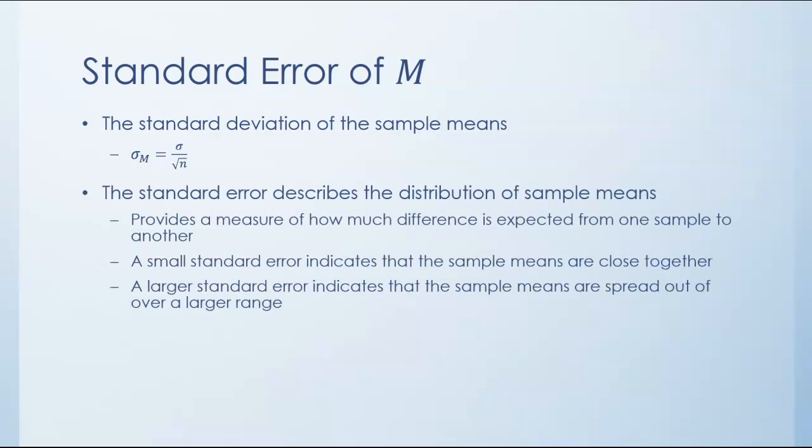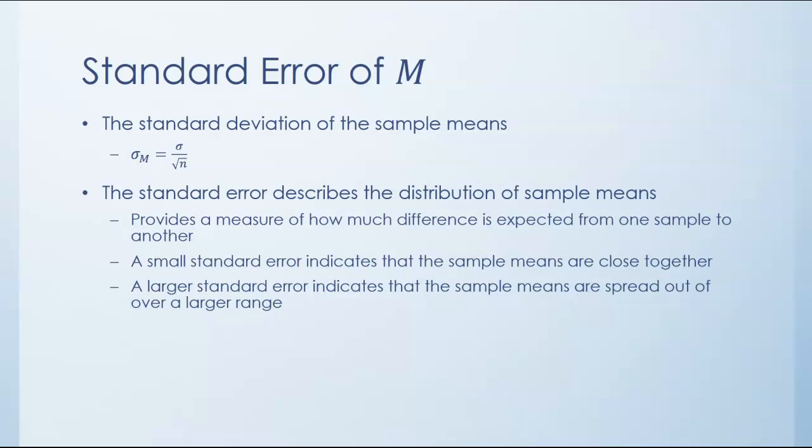All right, standard error. So again, remember that's our standard deviation of our sample means. So standard error, same thing as standard deviation of the sample means. So we use a theta with a little m. The little m is telling me that's my sample means. And I do my standard deviation of my population divided by the square root of my n. So what this does is it provides a measure of how much difference is expected from one sample to the next. Remember, standard deviation is all about the variance or the spread of the data.